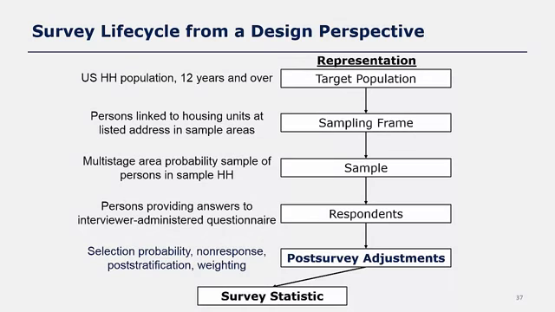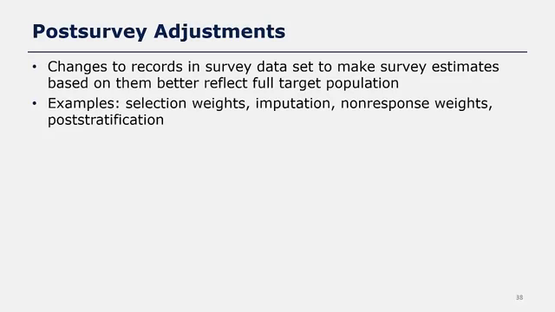And finally, we have post-survey adjustments. This is sometimes necessary because you do have complicated selection schemes, or maybe not everybody is answering. And so you try to apply some post-survey adjustment in order to properly represent your target population. That is a statistical piece that we will teach you as part of this specialization. In general, you can say the post-survey adjustments are changes to the records, similar to the editing in a way, but it's changes to the records so that those survey estimates better reflect the full target population.